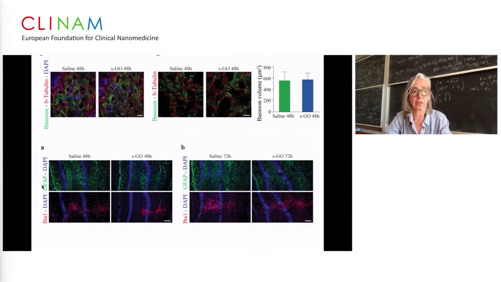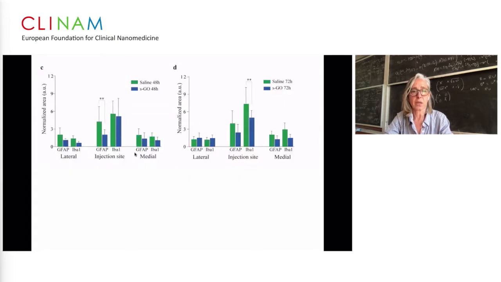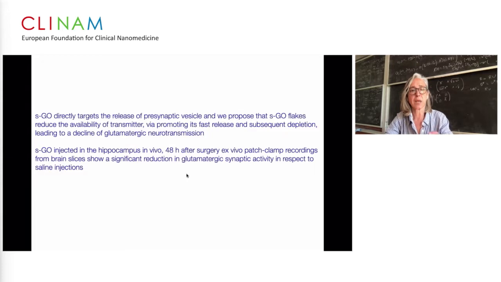And we evaluated the astrogliosis, GFAP positive cell reactivity, or the IBA1 positive one, which is the microglia. In these bar plots, the injection site is compared with the lateral and medial area of the same hippocampus that was isolated, in green is saline and in blue is SGO. And what is to note here is that the tissue reactivity to the injection of the material is not only not increased by SGO, not different, but actually at 48 hours there is a significant reduction in tissue reactivity in SGO. And at 72 hours, there is a significant reduction again in terms of microglia in this preparation. Thus, SGO targets the glutamate release at the presynaptic site.